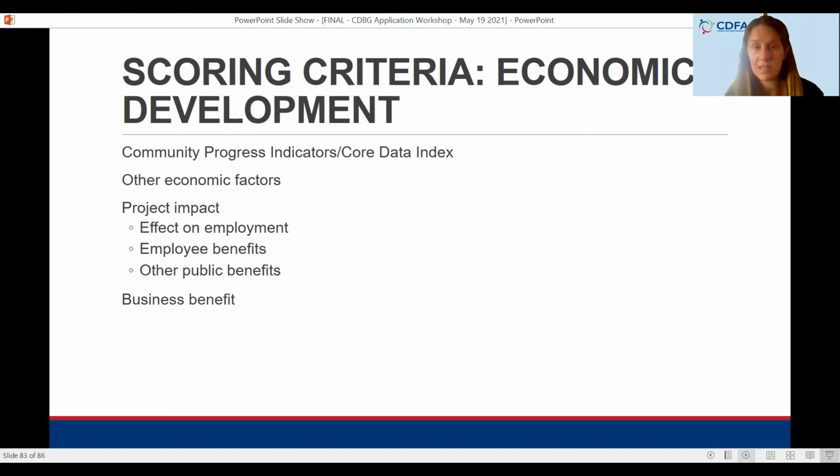So if you're interested in an economic development project, again, the scoring hasn't changed, but we would encourage you to schedule a pre-application meeting with our Director of Economic Development, Kevin Peterson.